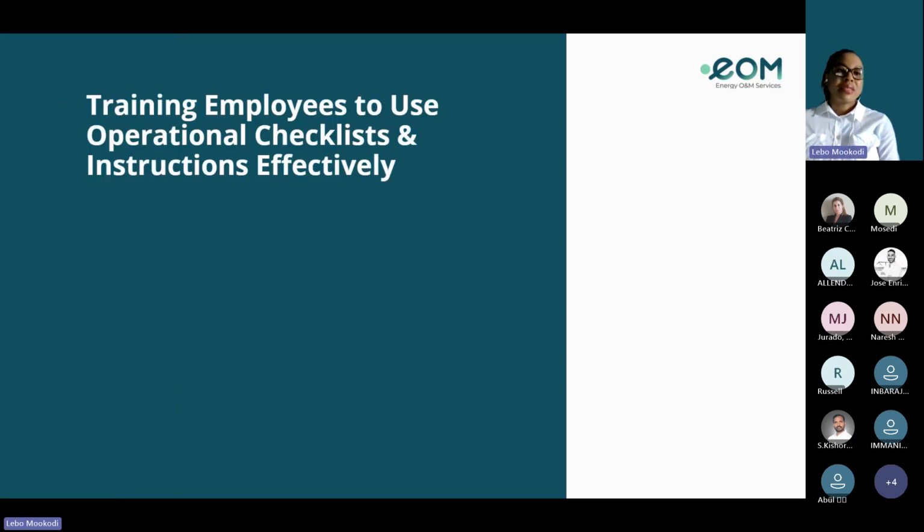Now, even the best checklist or instruction fails if employees do not follow them correctly. So training is very important for adoption. You must explain the purpose of the checklist or the instruction. You must also educate employees why they matter. Provide hands-on training by conducting workshops, live demonstrations, or using real-life scenarios to show the importance of these documents.